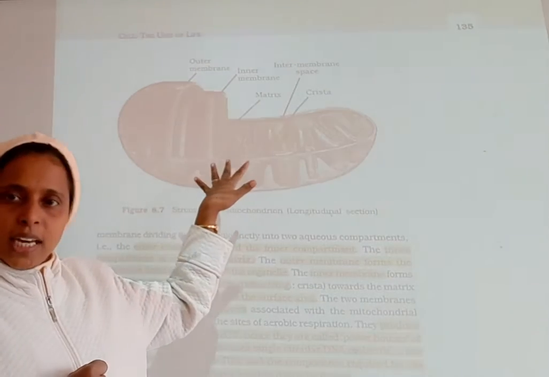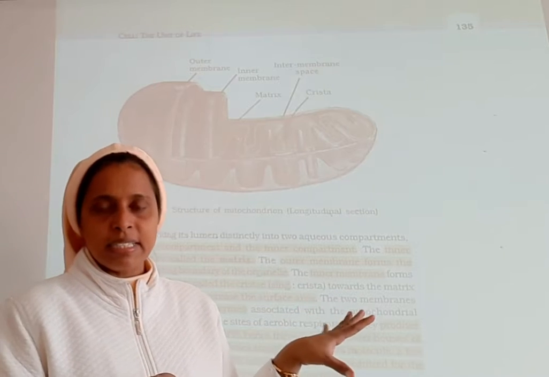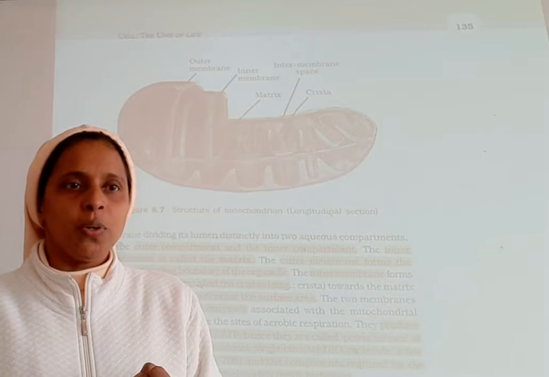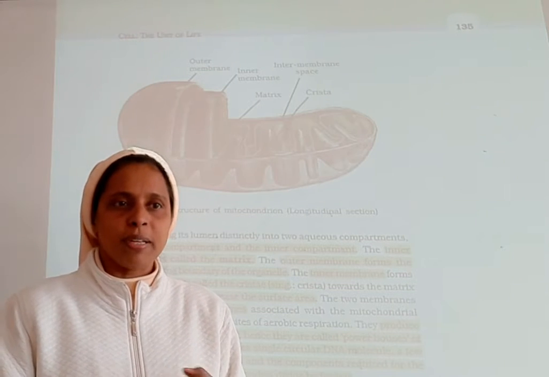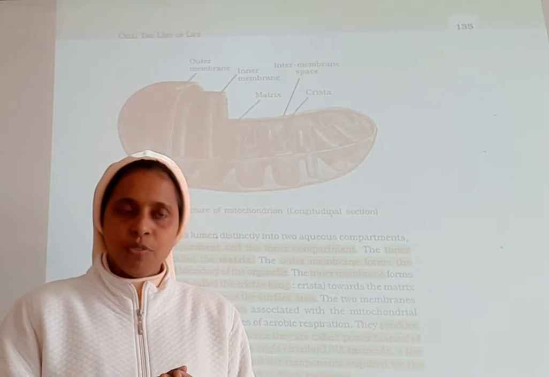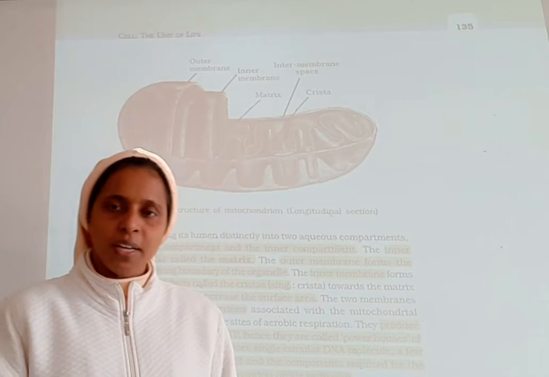And this matrix, what does it contain? The matrix possesses a single circular DNA molecule. A few RNA molecules are present, along with 70S ribosomes, and also the components that are required for protein synthesis. And we know that the mitochondria divide by fission.